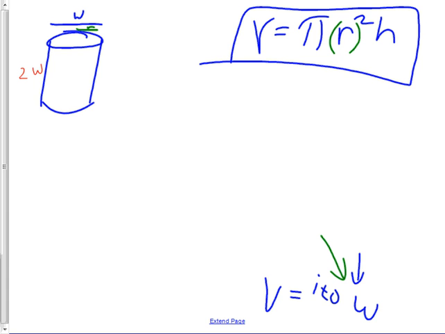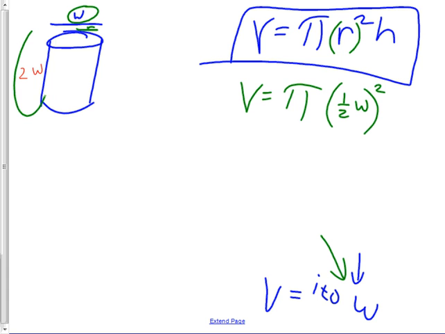Okay, so would you agree that if I wanted to get radius, I could put in that it's how much of a W? Half of a W. The radius would be half of that W. So V equals pi, and then I'm going to, instead of radius, put in half of a W. And now the height, look at my picture. Here's the height. What is it?